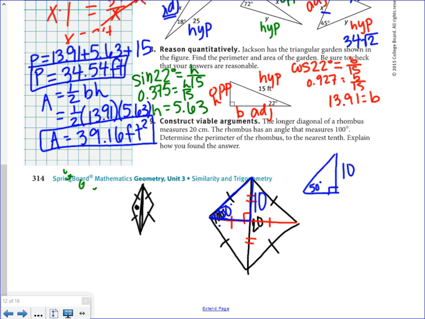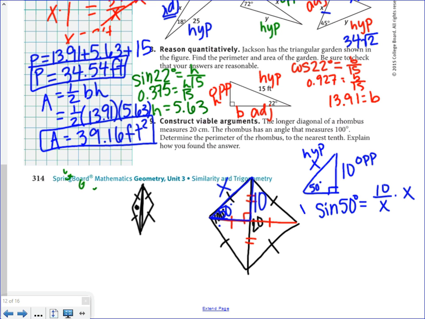Then I need to find the perimeter of the rhombus. Well, if I find this side length, I multiply it by 4 because all of the sides are the same, and that gives me the perimeter. So how can I find that length using trig? Well, I know that the x is my hypotenuse, and the 10 is opposite the 50-degree angle that they gave us. So I'm going to use the sine. So the sine of 50 degrees is 10 over x.